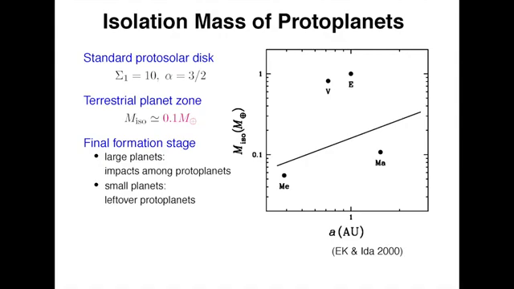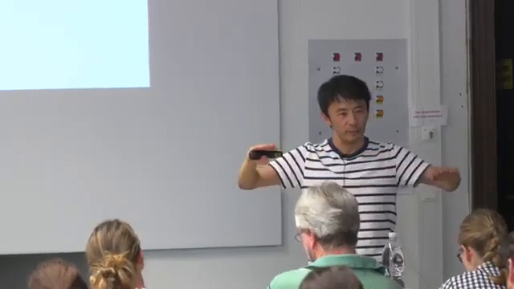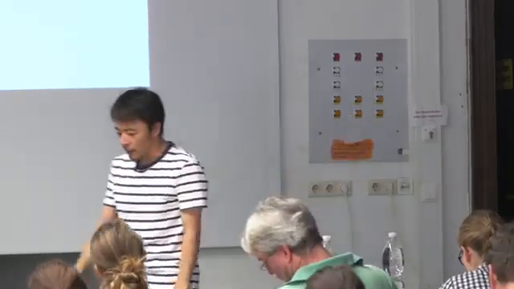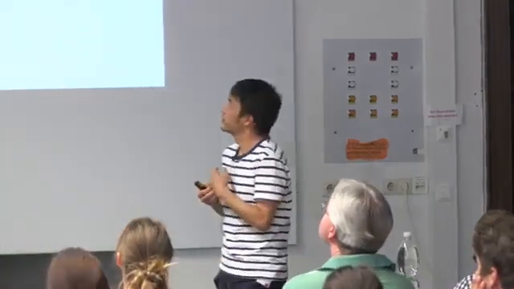So that's why there are two populations. But is it really true? So let's test it. So far, from dust, planetesimals, and then protoplanets or embryos we have, right? Then the last stage of terrestrial planet formation is the giant impact stage.